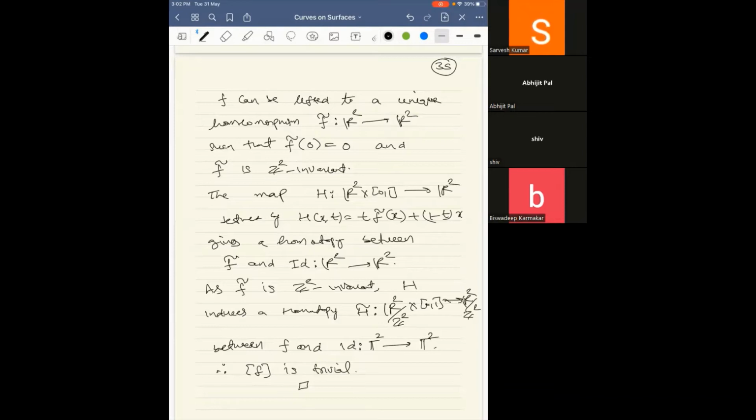So we have proved that F is actually homotopic to identity, and we know homotopy and isotopy are the same. So this equivalence class inside the mapping class group is trivial. So psi is injective.